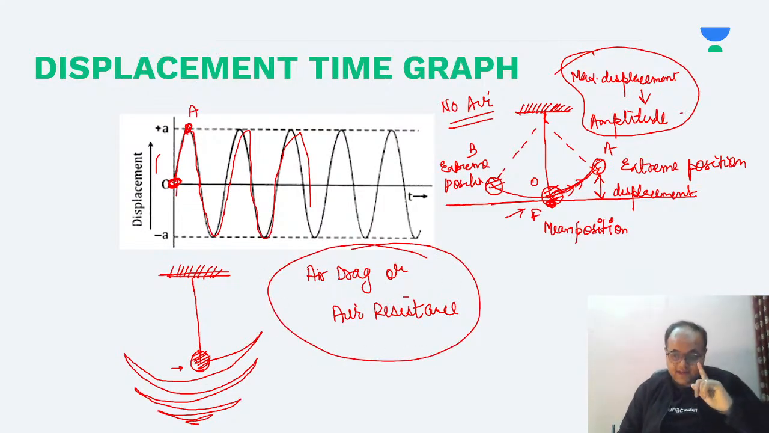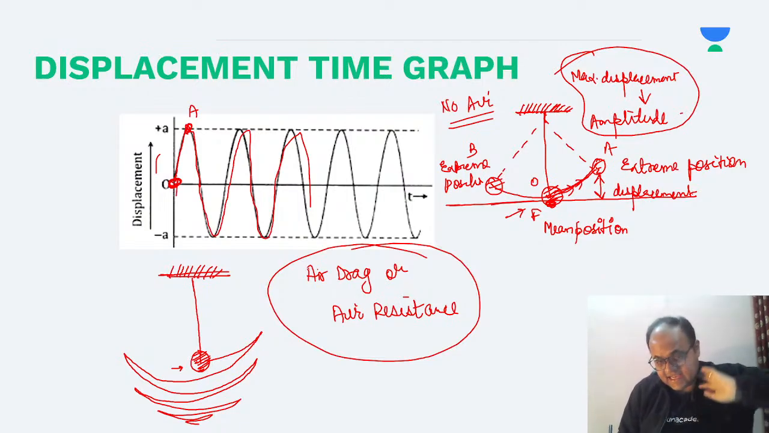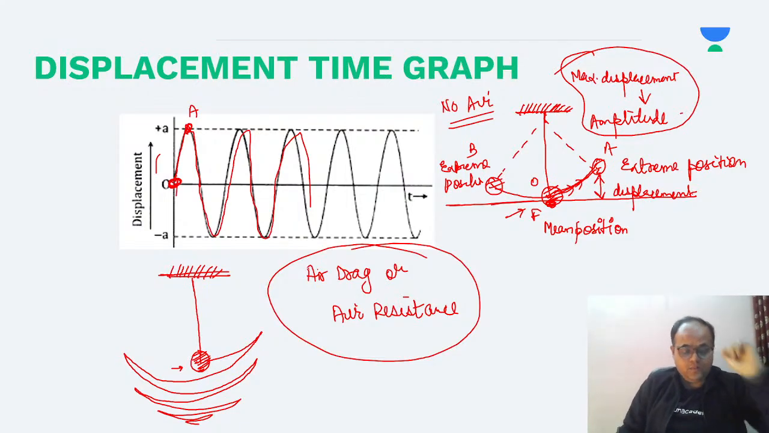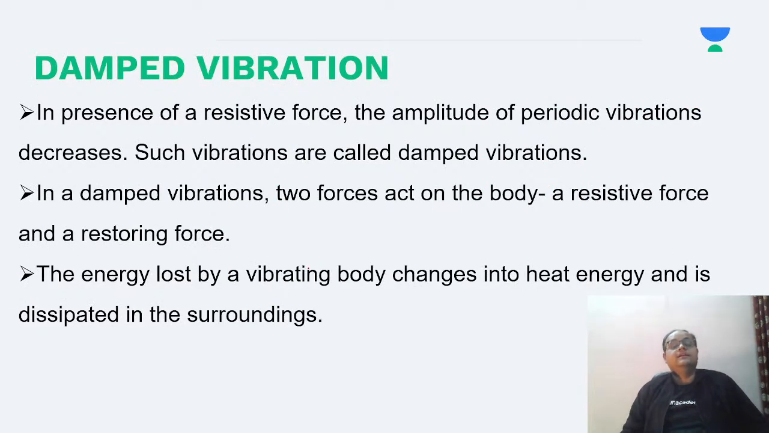Now, this resistive force always acts against the motion of the body. And what will it do? It will try to deteriorate the amplitude. Every time the bob moves away, the next time it will no longer be able to reach that particular point. Why? Because there was a resistance offered by the medium. We can have resistance from anywhere, but since we are discussing damped vibrations, I've taken the very basic example of air. So now you understand what a damped vibration is.